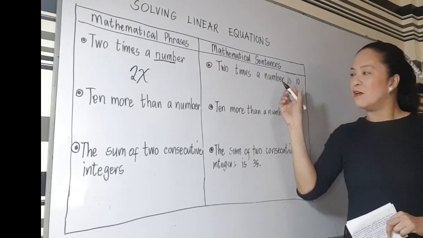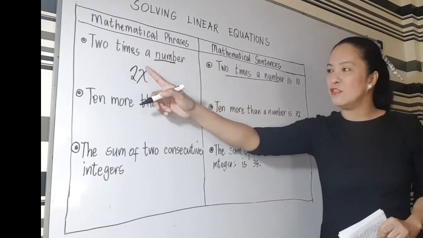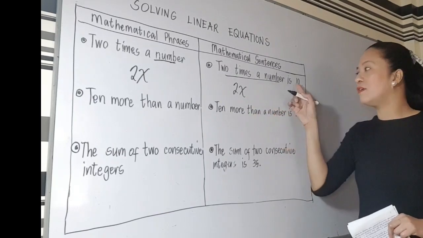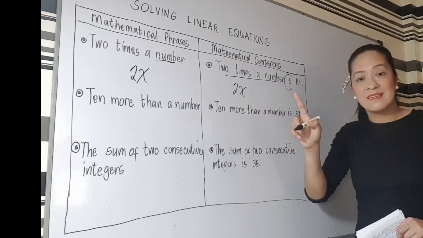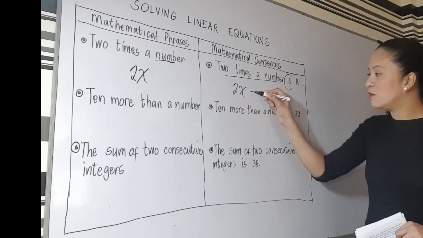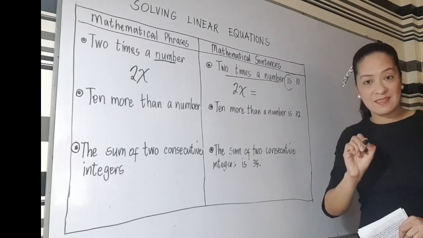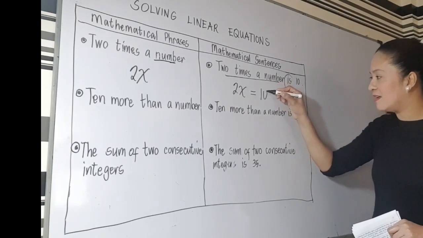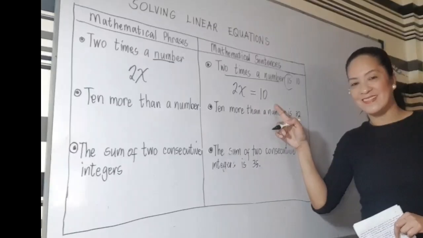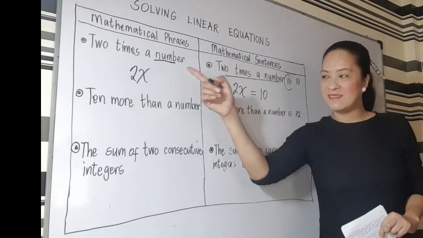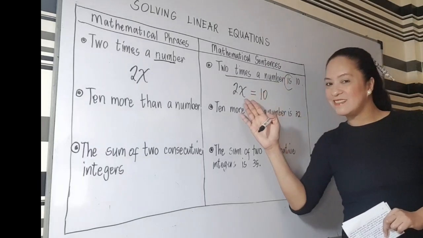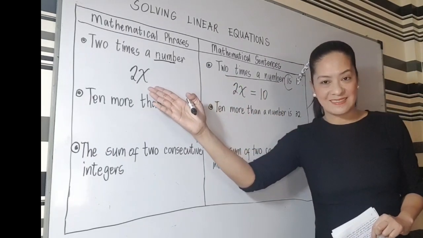Parang magkamukha, no? 2 times a number. So, we are going to represent it by 2x. But what we have here is 10. So we're going to use the equal sign for "is 10." So, 2 times a number is 10. See the difference between this phrase and this sentence? So this is a sentence and this is a phrase.